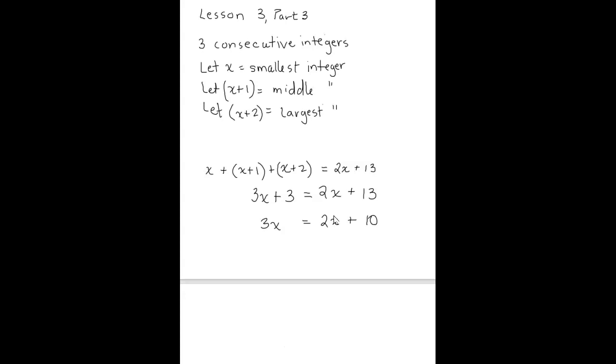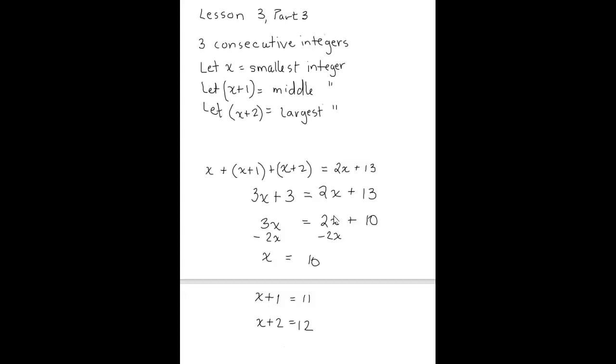So I'm going to have 3x equals 2x plus 10. And at this point, it should be pretty clear where we're headed with this. I'm going to subtract 2x from both sides. So that's going to leave me with just plain old x, or 1x, right? 2x minus 2x here. So x is going to equal 10, which means that x plus 1 is going to equal 11, and x plus 2 is going to equal 12.